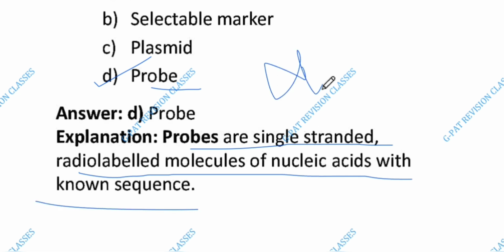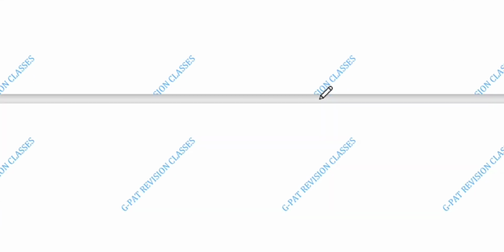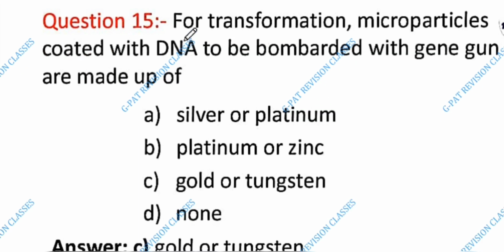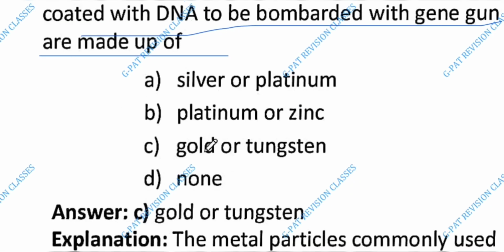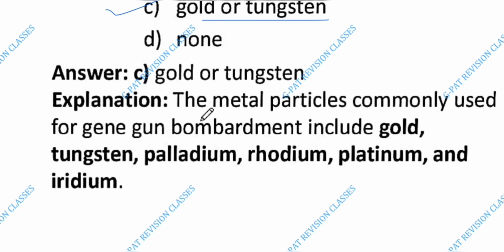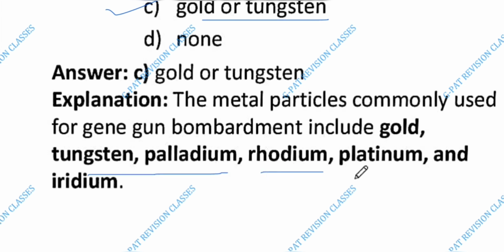The answer is D. Next is question number 15. For transformation, microparticles coated with DNA to be bombarded with a gene gun are made up of? The answer is C, gold or tungsten. The explanation is: the metal particles commonly used for gene gun bombardment include gold, tungsten, palladium, rhodium, platinum and iridium. The answer is C.